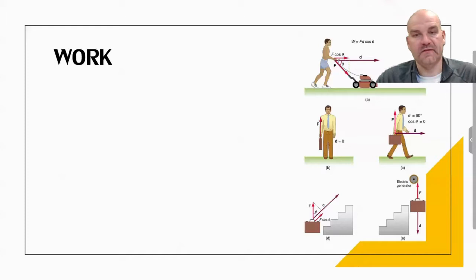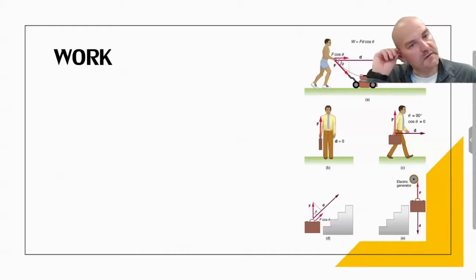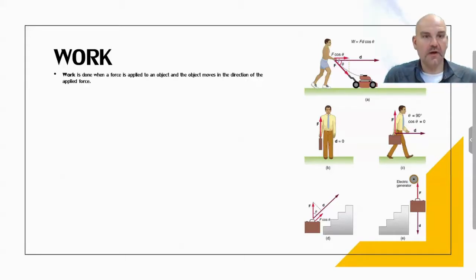Hi, welcome back to AP Physics 1, Unit 4, the work energy power unit. So in this video, we're going to look at that first concept known as work. Work is defined as when you apply a force on an object, causing that object to move.